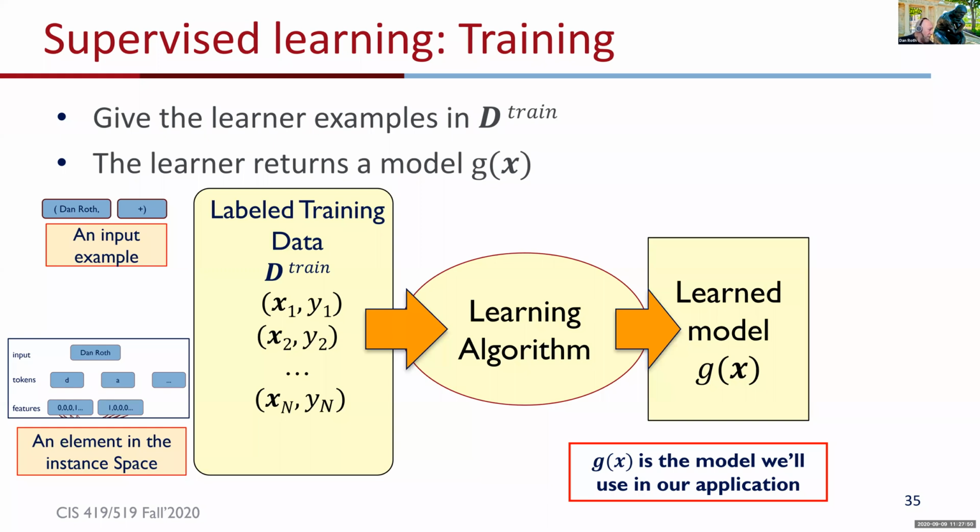So the instance space is the space of all inputs the algorithm sees, and it's not necessarily the same. Typically, it's not the same as the one that you see here. Okay. Hopefully you can see my mouse. It's not the same as here. The instance space is already an encoding of this name. And similarly, this vector is a single element of the instance space, and there could be many, many such vectors that we will see.